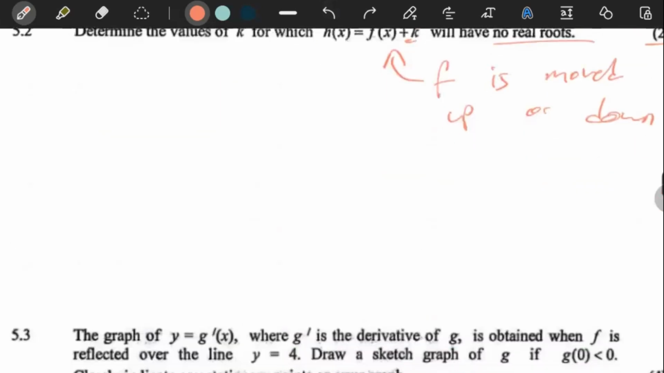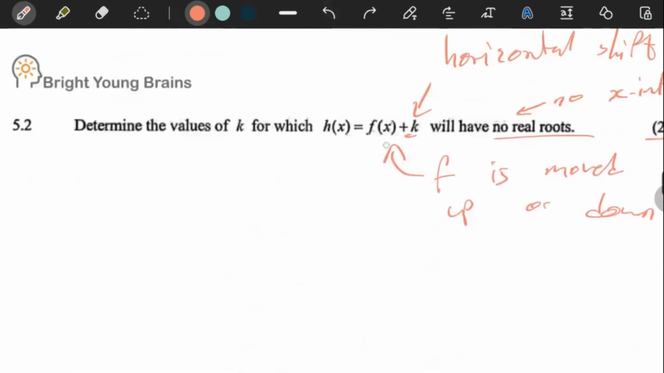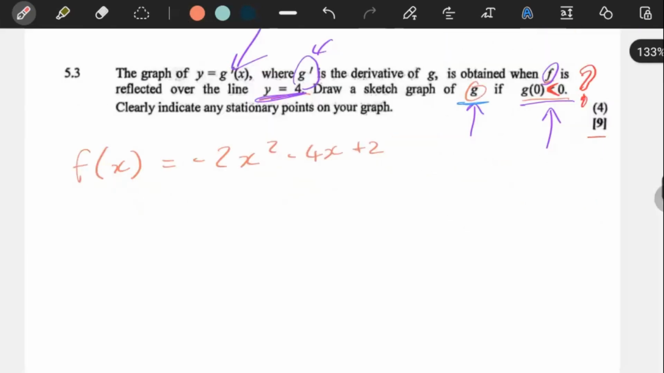So the graph of f has to be moved more than 4 units, or rather, let's say k has to be smaller than 4, because as long as k is smaller than 4, it means that the graph of f has been moved more than 4 units downwards. In that instance, it won't have any x-intercepts.